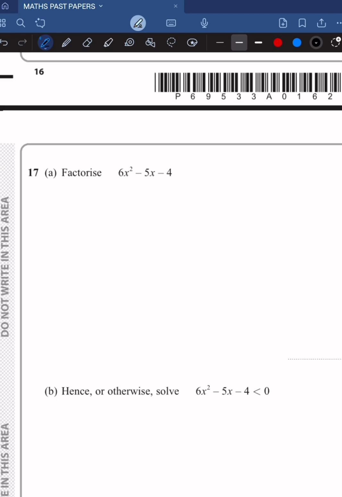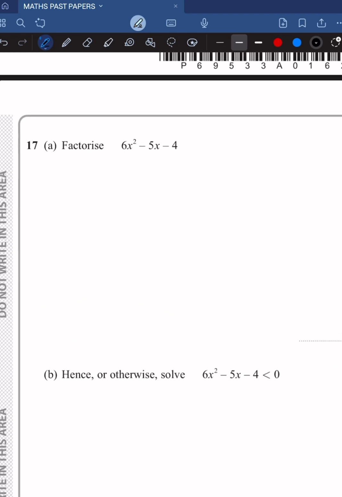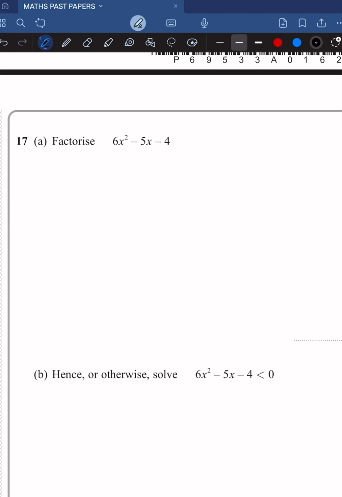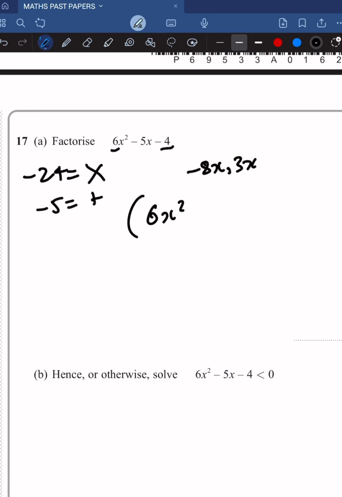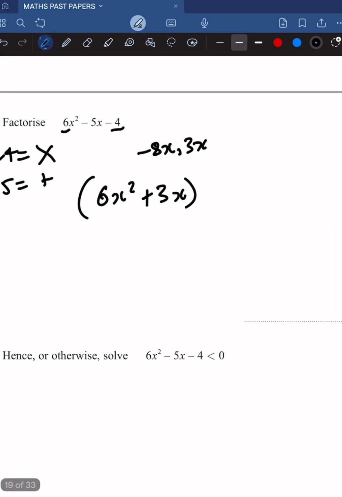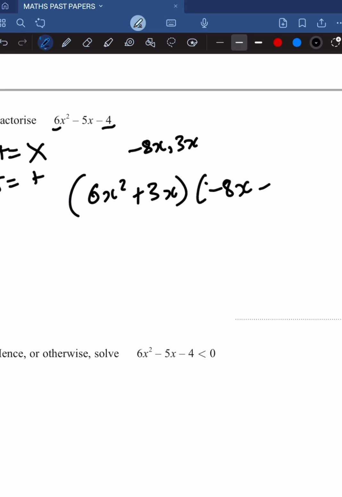Let's go. Factorize 6x squared minus 5x minus 4. The first thing we're going to do is multiply a by c, so that's minus 24. Now I want to find two numbers that multiply to give minus 24 and add to give minus 5. It's going to be minus 8x and 3x, I believe. So we're going to put 6x squared plus 3x minus 8x minus 4.